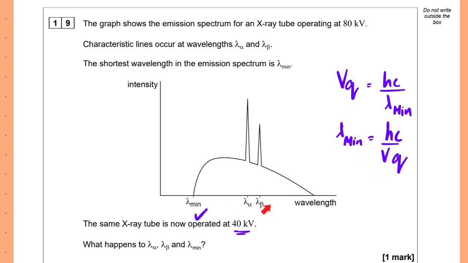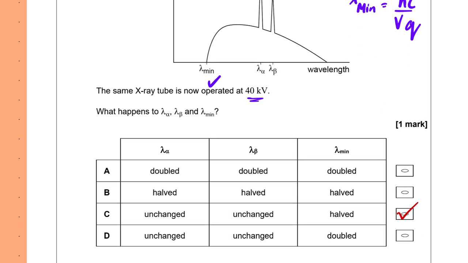But would this change? This would not change, because the characteristic lines basically occur due to the transition of electrons between the energy levels. Right? So when the electrons get excited and then de-excite, emitting a photon corresponding to this wavelength, which is coming from the energy difference. So if you're using the same metal, which is usually tungsten, for example, then this would be the same. This location would not change. So lambda alpha unchanged, lambda beta unchanged, but lambda min halves.